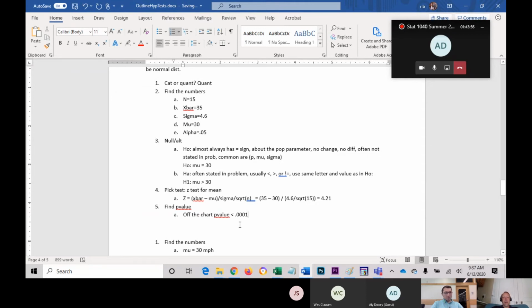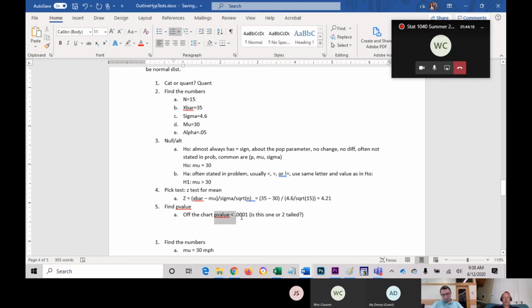So now the question is, is this one or two-tailed? It's a one-tailed test. So do I need to double this? No. Since it's one-tailed, I can just go with this.